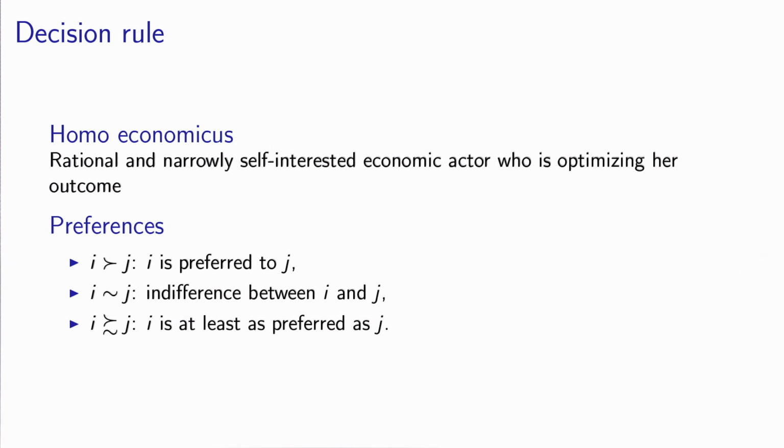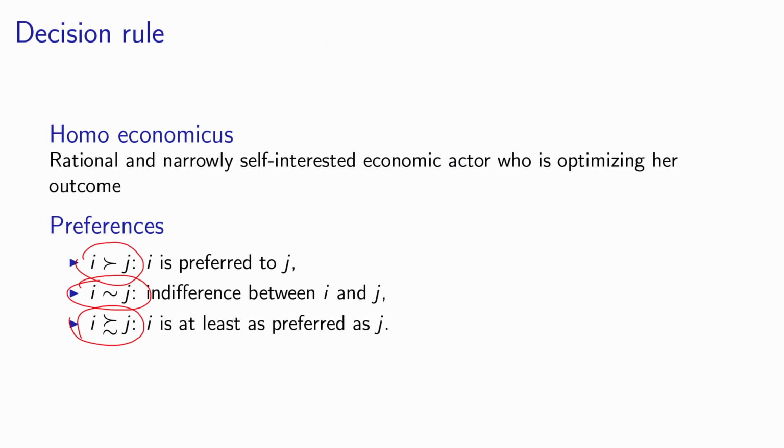The second assumption is that each individual is able to identify preferences. I denote these preferences by this indicator. The first notation here means that alternative i is preferred to alternative j. This one represents indifference between the two alternatives. And when we combine the two, we have that i is at least as preferred as j, but they can be indifferent as well. So there is a way to represent the preferences.